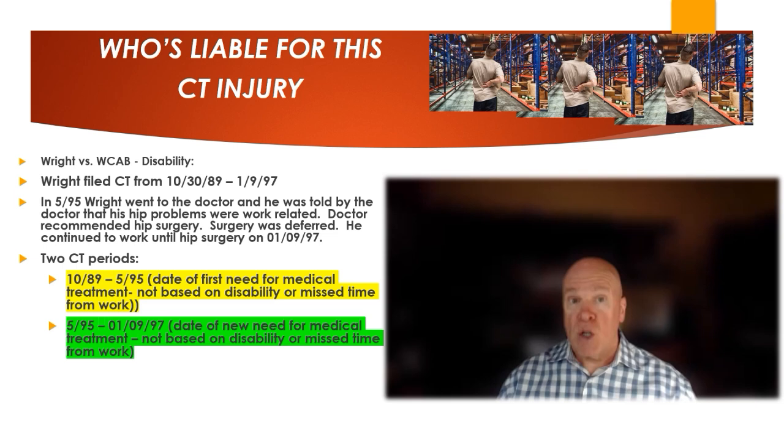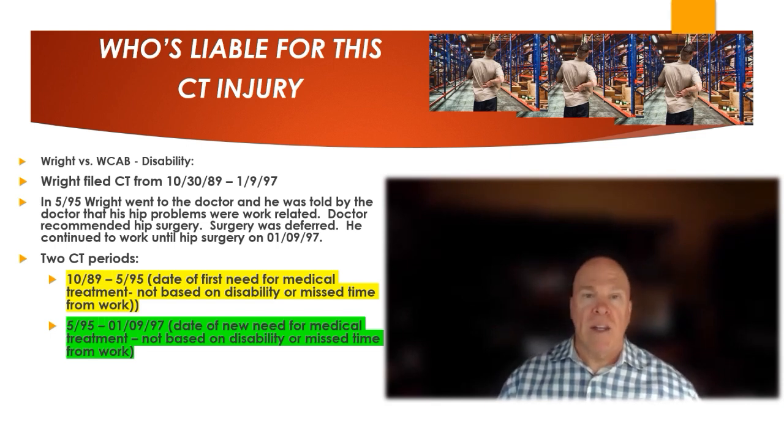So the actual hip surgery procedure served as the second and new need for medical treatment, thus establishing a second and new cumulative trauma injury, and thus establishing a second and new cumulative trauma period, now bleeding over into the liability period of Cigna, the second insurance carrier.